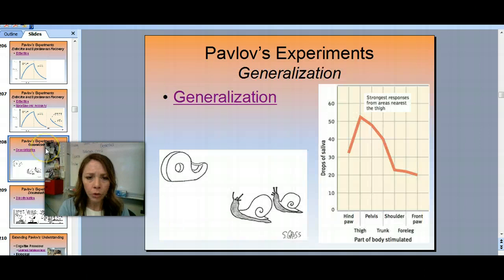So Pavlov also learned about generalization. I think I talked about this with higher order thinking. So generalization is when you take one thing and generalize it to another. So it might be one specific tone and then it's all tones, right? So you start generalizing one conditioned stimulus to all conditioned stimuli. Discrimination then is when you go the opposite way, where you discriminate between one bell and another.